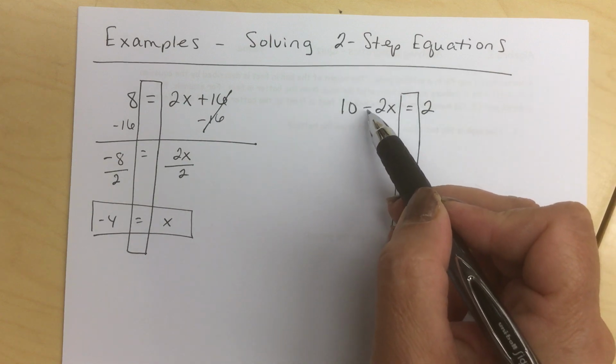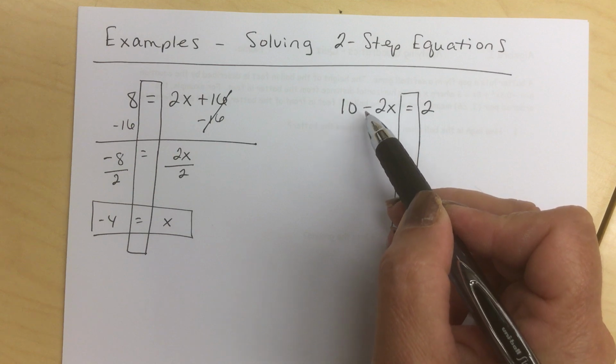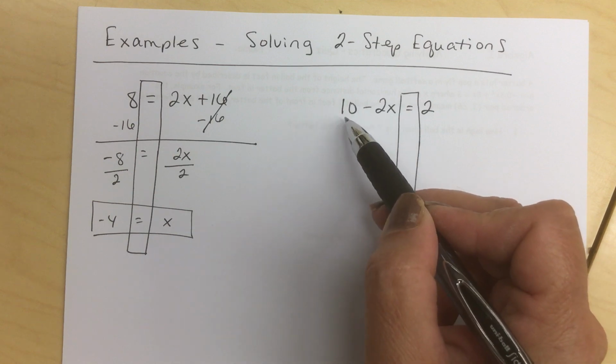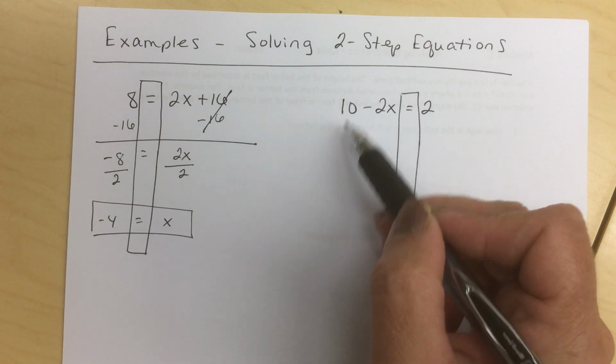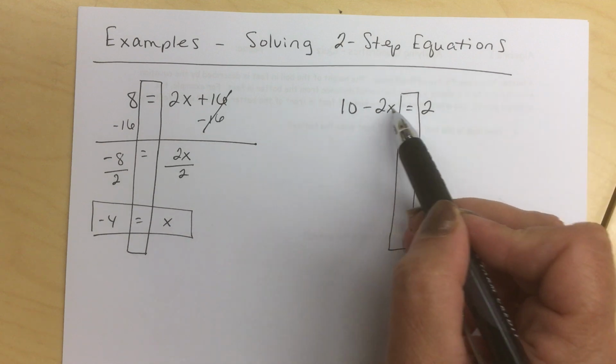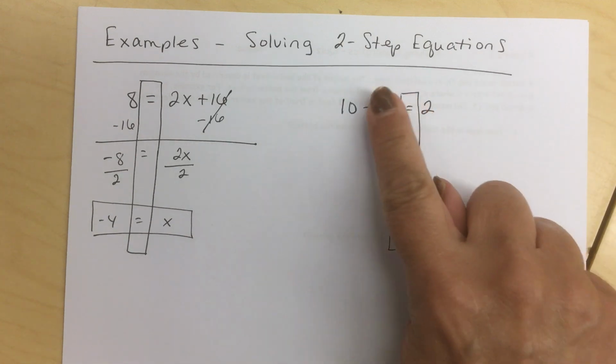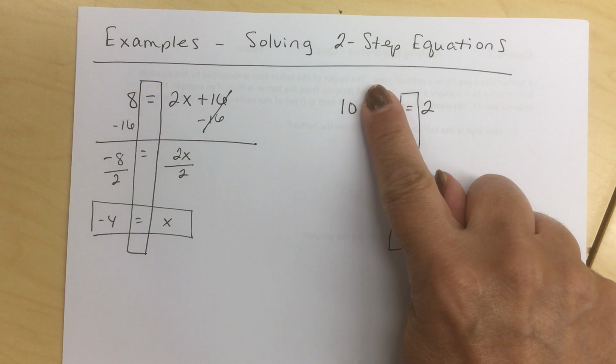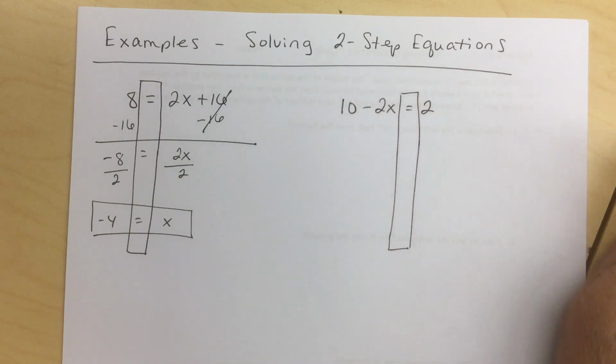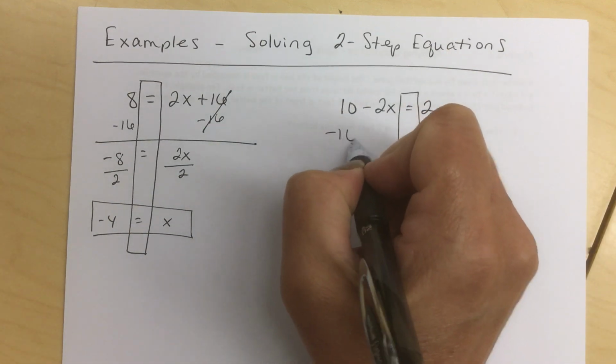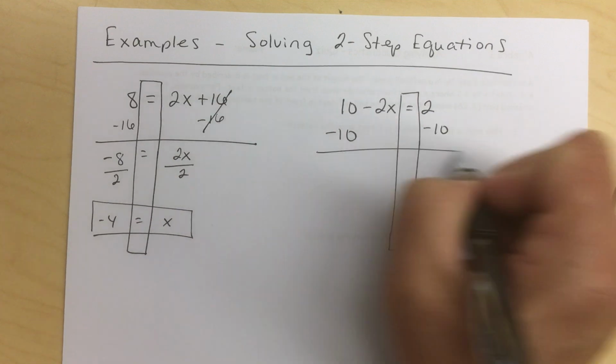A lot of people want to look at this minus sign and do the opposite of the minus and add 10 to both sides. But 10 plus 10 is 20. We don't want to add that. This minus goes with the 2x. If you think about that minus going with the 2x, you can see that it's a positive 10. To get rid of a positive 10, I need to subtract 10 from both sides.